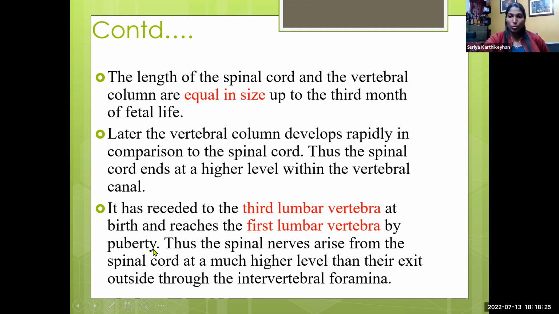This is what is asked in the NEET questions. In an adult, the spinal cord ends at the level of the lower border of L1. In a newborn, it ends at the level of L3. Thus, the spinal nerves arising from the spinal cord are at a much higher level than their exit out through the intervertebral foramen.